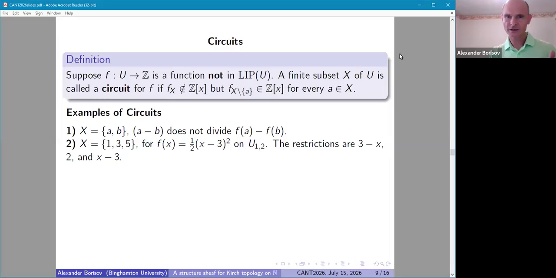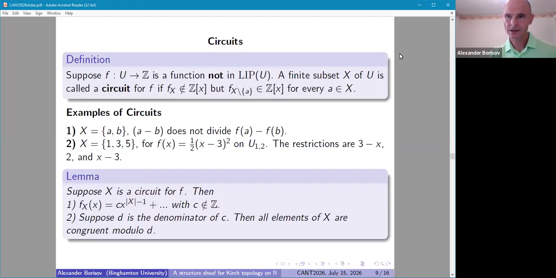There are circuits of size 2 whenever A minus B does not divide f of A minus f of B. And there are functions that don't have circuits of size 2, but they have circuits of size 3, like this function, 1/2 (x minus 3) squared on odd integers. 1, 3, 5 is a circuit. It actually does not have circuits of size 2.